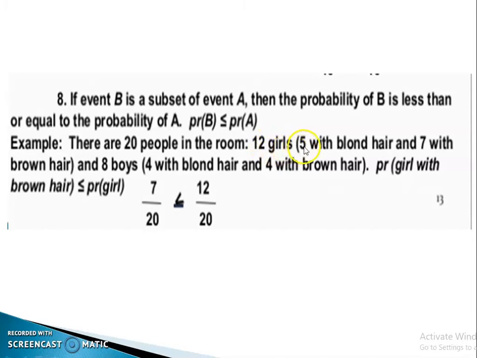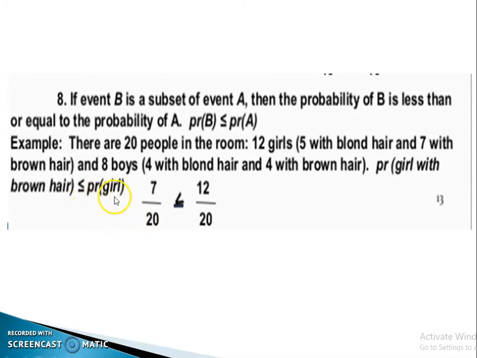12 girls, 5 with blonde hair and 7 with brown hair, and 8 boys, 4 with blonde hair and 4 with brown hair. Now probability of a girl with brown hair is less than or equal to probability of girl. Probability of girl with brown hair: there are total 7 girls out of 20 with brown hair. 7 out of 20 is the probability of a girl with brown hair.